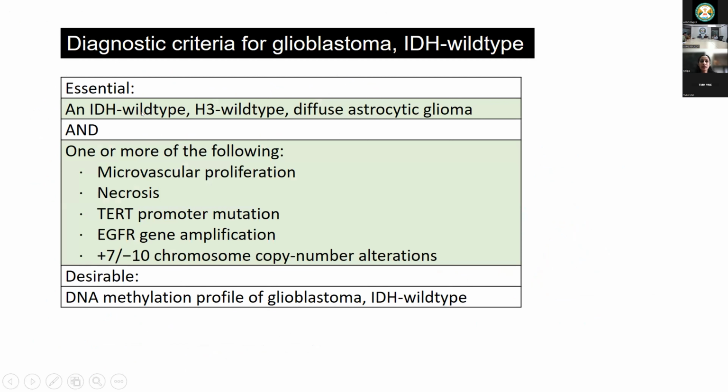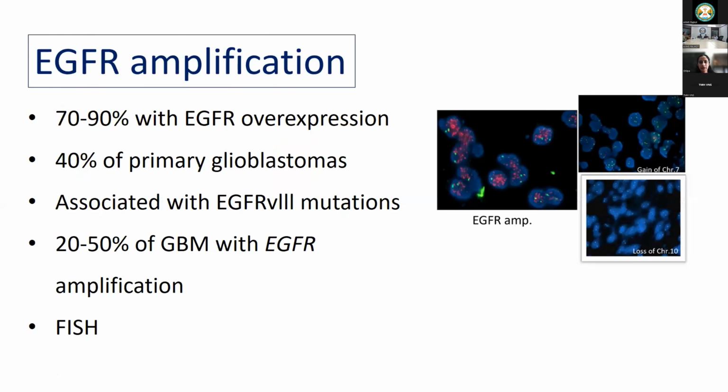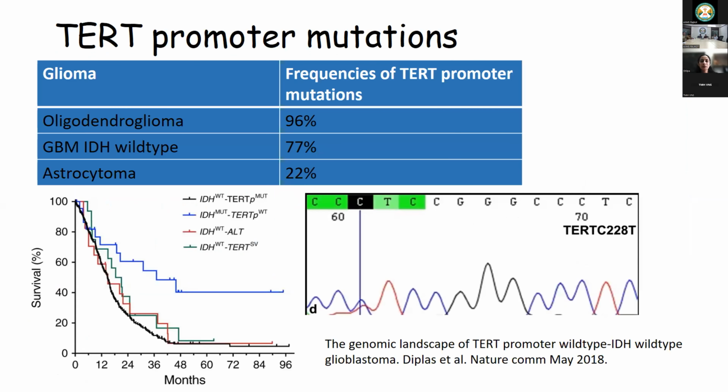It has to be an IDH wild type diffuse astrocytic glioma with one or more of these: microvascular proliferation, necrosis, TERT promoter mutation, EGFR amplification, or chromosomal copy number alterations. Histologically, we are all aware of the classic microvascular proliferation and necrosis, which could be palisading or confluent. So to identify EGFR amplification, like HER2 amplification, you can use FISH and demonstrate amplification. For TERT promoter mutations, we have to depend again on PCR and sequencing in order to identify this particular mutation.